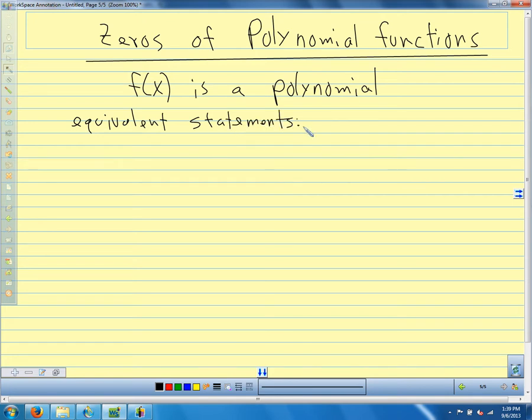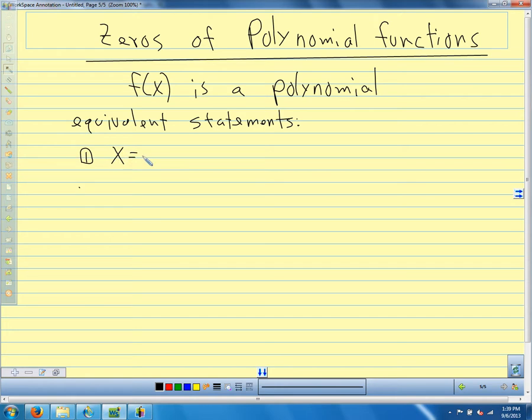We can use them interchangeably. We can use them to ask questions about polynomials in different ways when really we're asking the same thing. And the reason we ask them in a different way is because it gives us different ways of getting the information that we need.